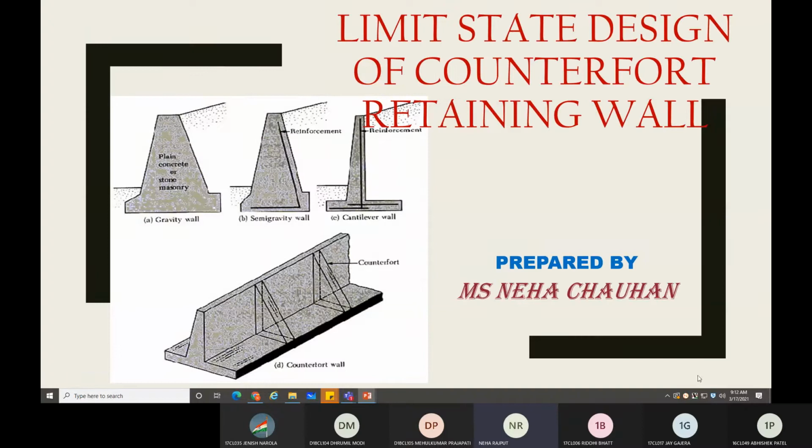Now, starting with the difference between cantilever retaining wall and counterfort retaining wall. The very first difference is that compared to the cantilever wall, the counterfort retaining wall has one additional element, and that additional element is known as the counterfort member. So here you can see this is the counterfort member which is connected from heel to toe part.